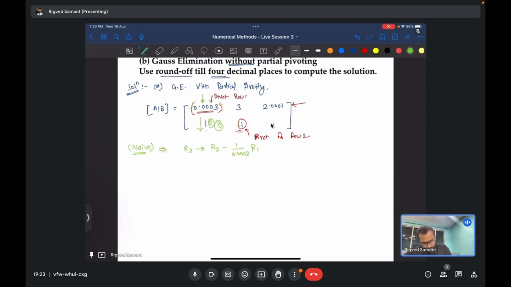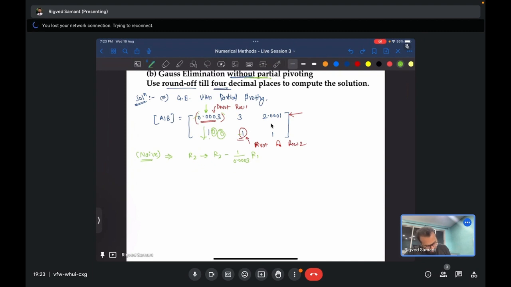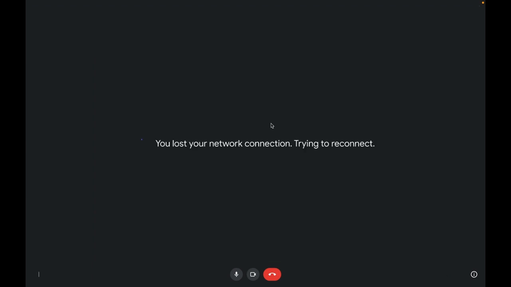But what is the problem with this? We are going to solve it without partial pivoting also, and we'll see what the problem would be. In partial pivoting, for the first step we are only concerned with the first column, this one and this one. Between these two we will see which has the highest absolute value. This value is 0.0003, and 1 is greater.